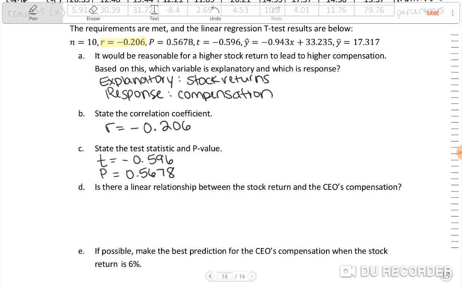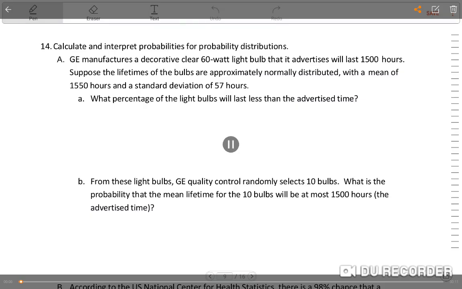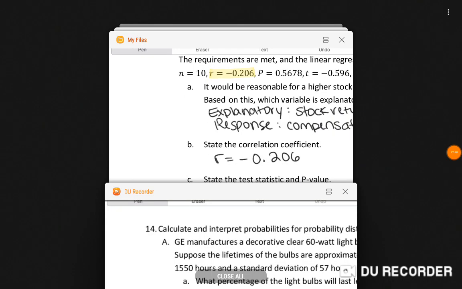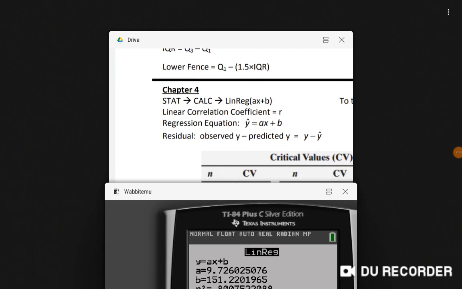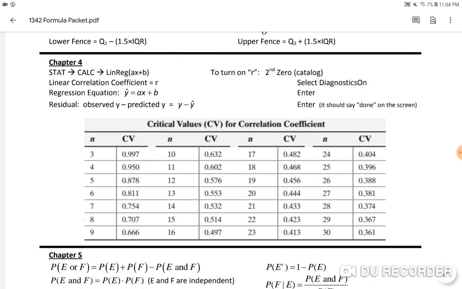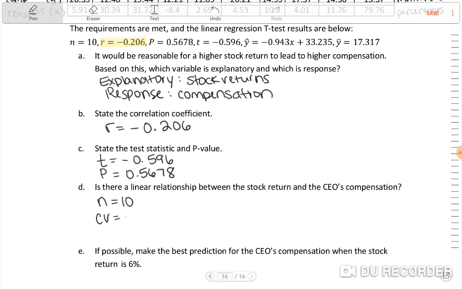Is there a linear relationship between the stock return and the CEO's compensation? Okay, so we can use critical value like we did before, right? So if n equals 10, let's go find the critical value on our table. On your formula sheet, n equals 10. Critical value is 0.632.